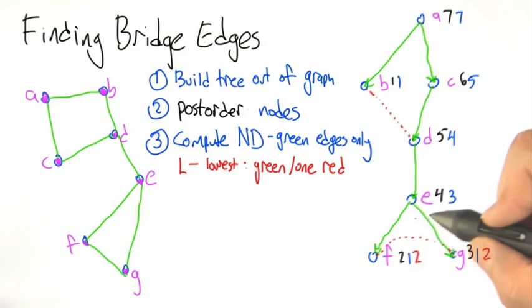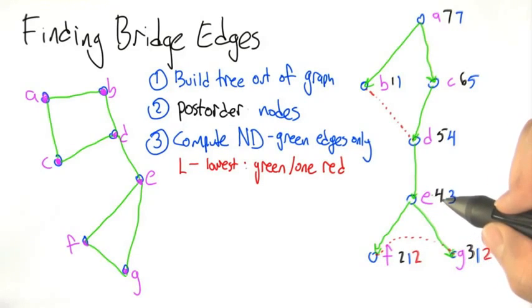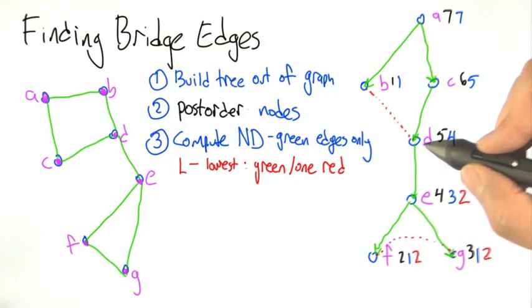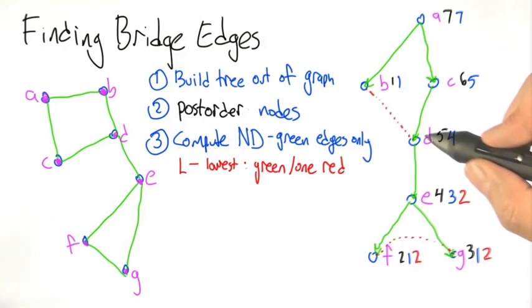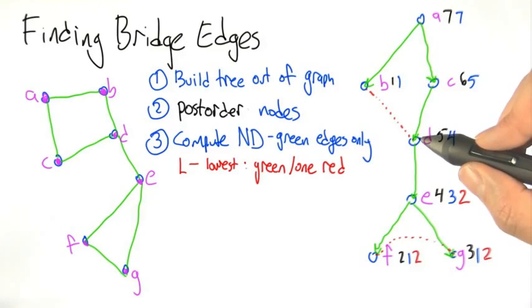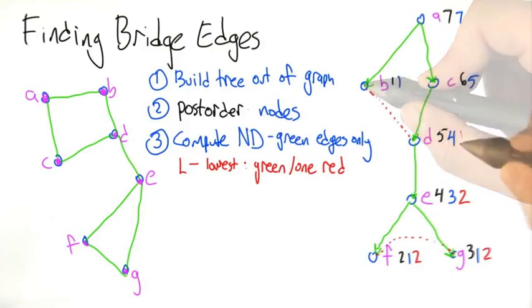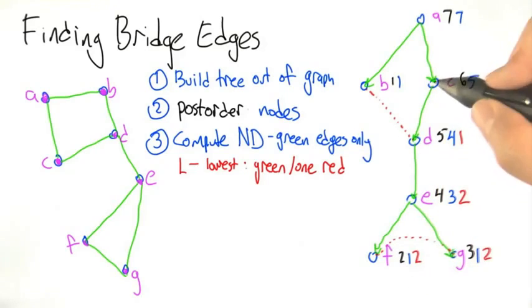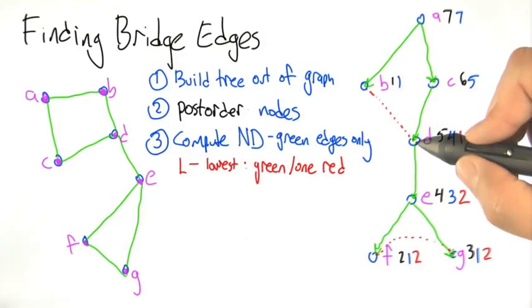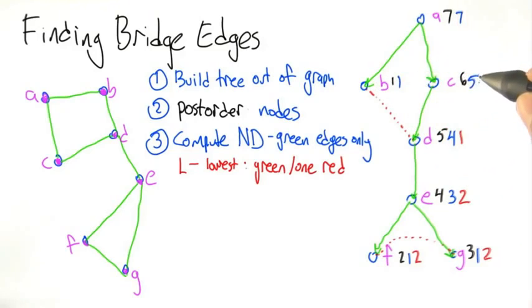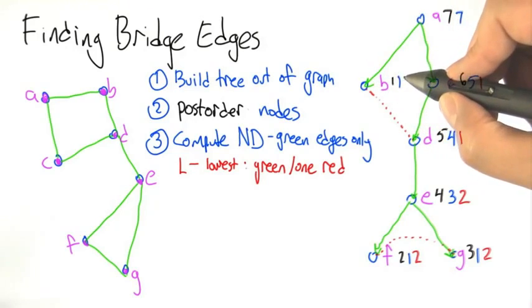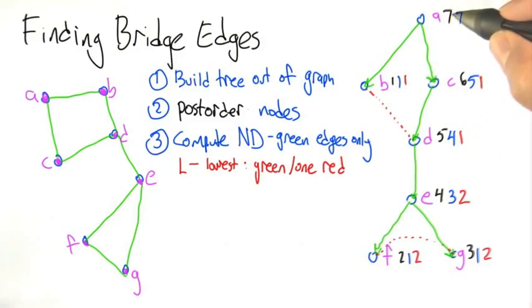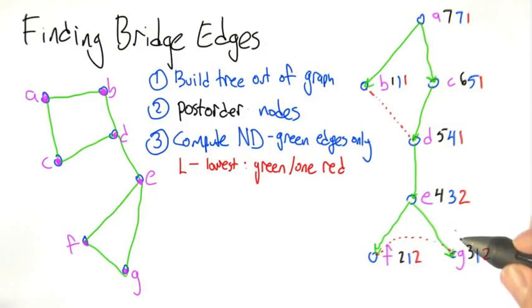E has F and G in itself that it can reach and no other nodes by non-tree edges, and the smallest of those numbers is 2. D can reach all of these nodes and itself, but also by a non-tree edge it can reach this node, and the smallest of those numbers is 1. C can reach all of these nodes, and through one of those nodes, one tree edge gets it to 1. B values itself as 1, so that's going to be the smallest. And A includes everything, so that's going to include the 1, so that'll be the smallest.